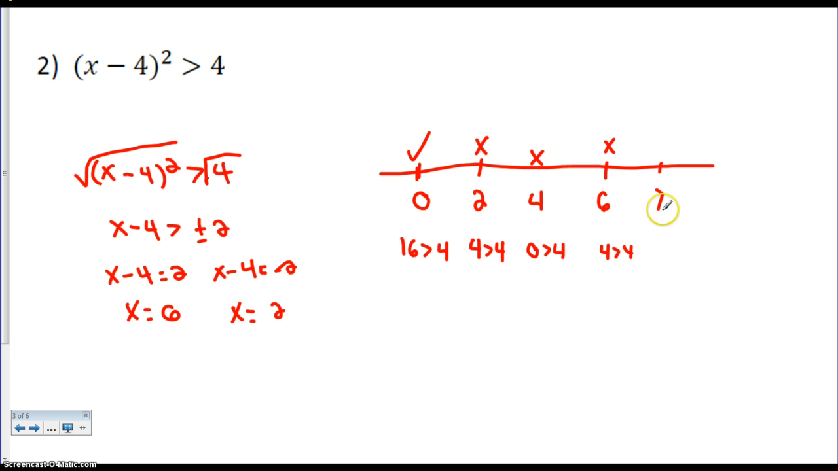Okay. Then I plug 7 in. 7 minus 4 is 3. When I square 3, I get 9. Is 9 greater than 4? Yes. So what I see is on either side of 2 and 6. And what I notice is that 6 and 2 are not solutions because it's not equal to, but it's very close to it. So what do I know about x? I know that x is going to be smaller than 2, or x is going to be greater than 6.